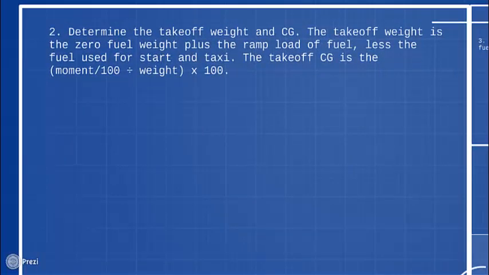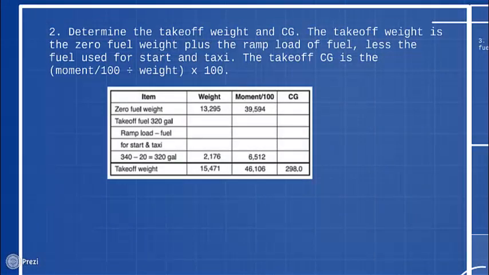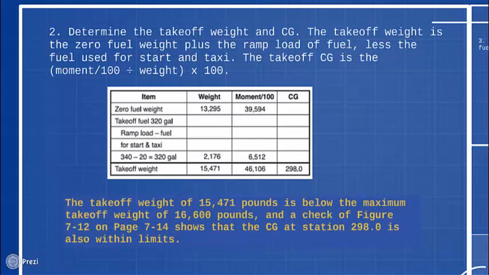Second, determine the takeoff weight and CG. The takeoff weight is the zero fuel weight plus the ramp load of fuel less the fuel used for start and taxi. The takeoff CG is the moment per 100 divided by weight times 100. The takeoff weight of 15,471 pounds is below the maximum takeoff weight of 16,600 pounds, and a check of Figure 7-12 shows that the CG at station 298.0 is also within limits.